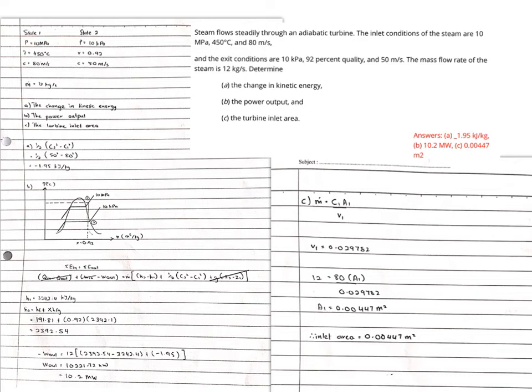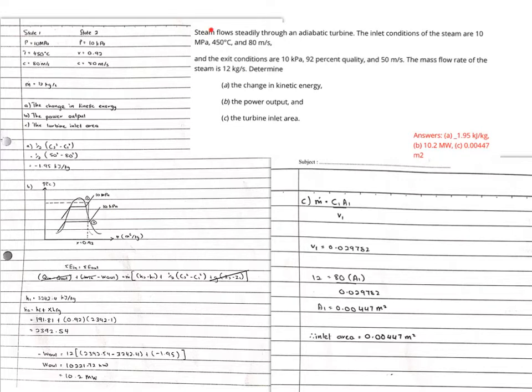Hi class, so in this video I'm going to show you the solutions of the activity in your MOOC, which is activity 4.4, where you have first law of your open system. So this is actually the device of your turbine. So let's read what you have here.